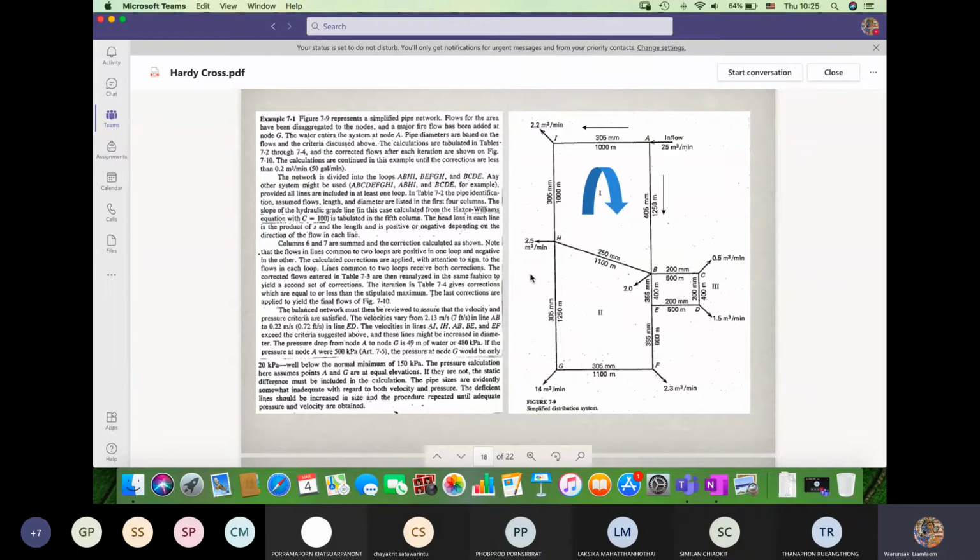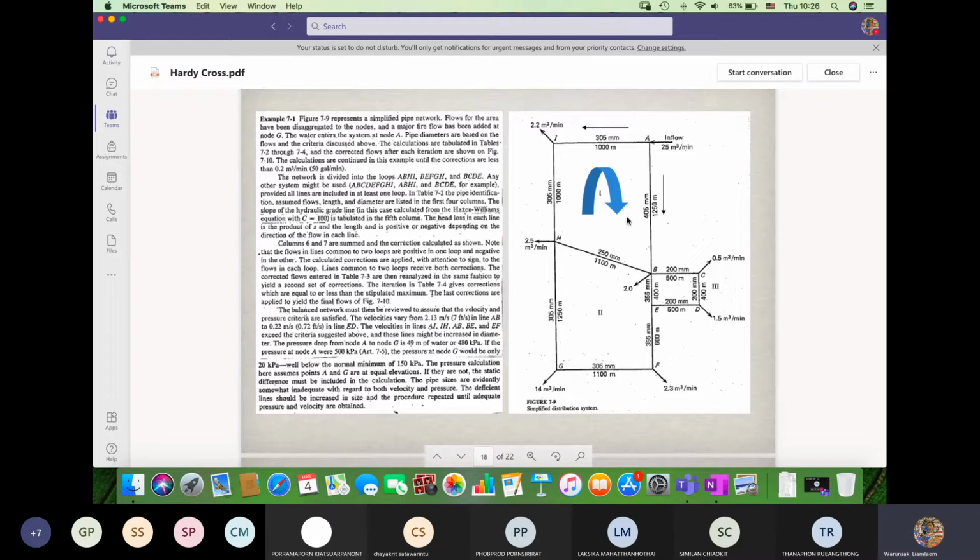So here there are a number of points of use. The combination of the points of use must be equal to the inflow. So the combination of 2.2 plus 2.5 plus 14 plus 2.3, 1.5 and 0.5 must be equal to 25 cubic meters per second according to the flow balance. According to this distribution system, you can find several pipes connected, becoming a network.